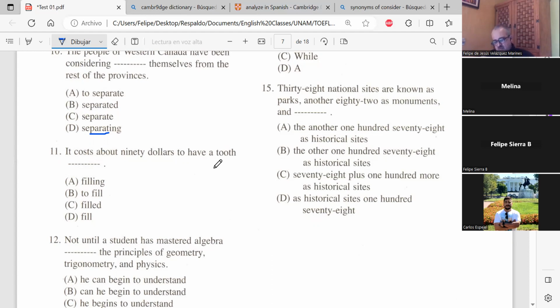When you go to the dentist, do you fill your tooth or does somebody do it? Okay, so somebody does it. So the answer is: to have a tooth filled. This structure, to have something done, or also to get something done, is called the causative.